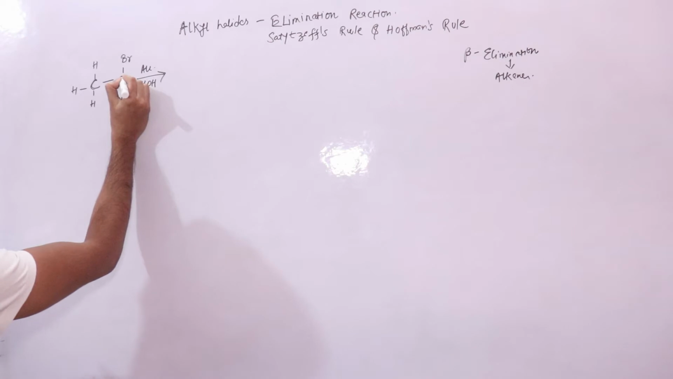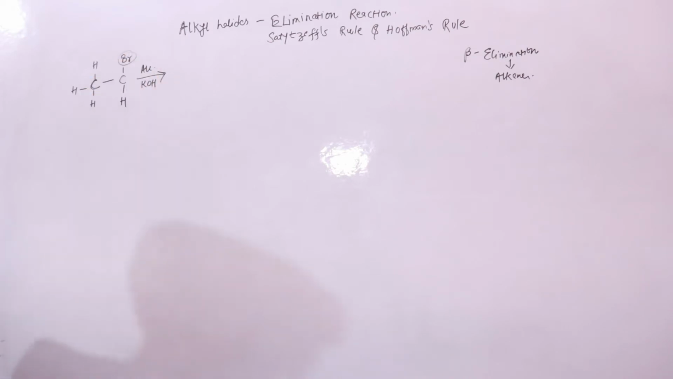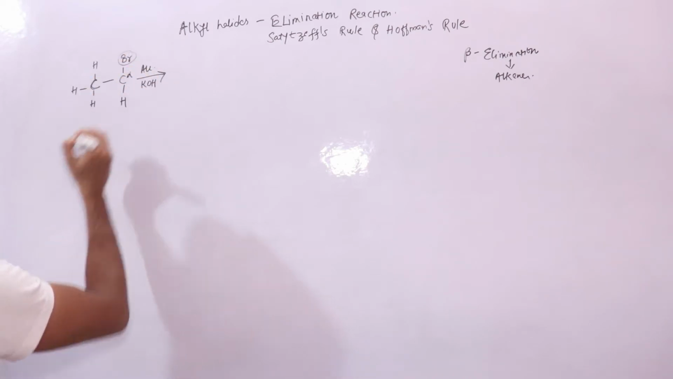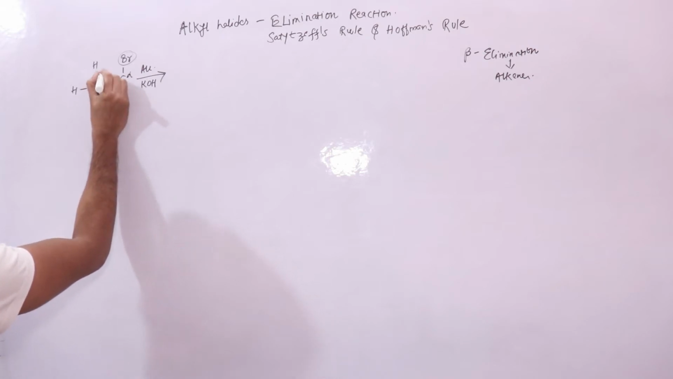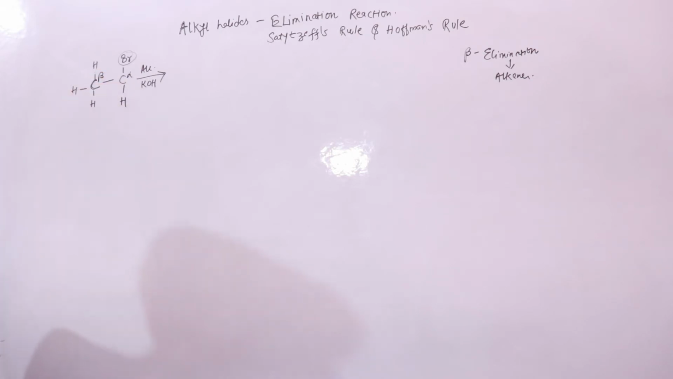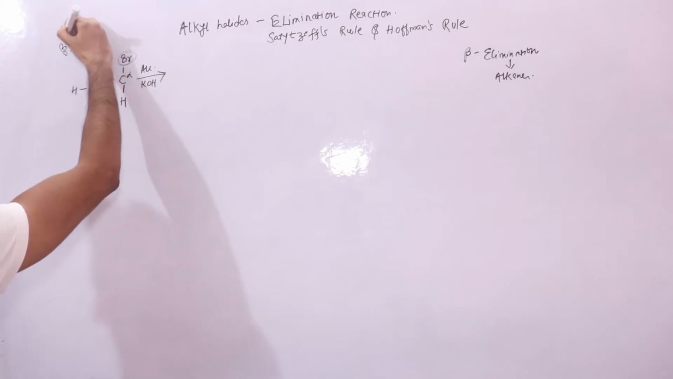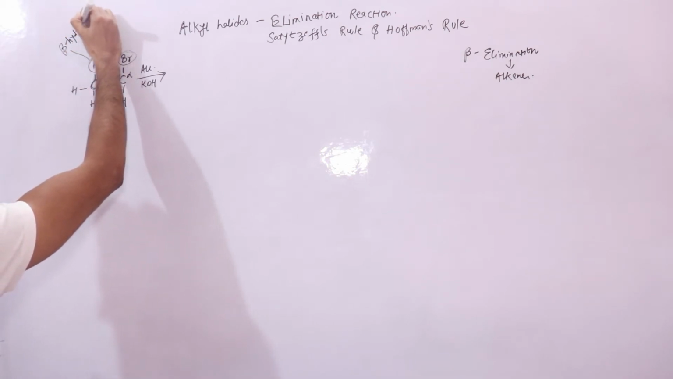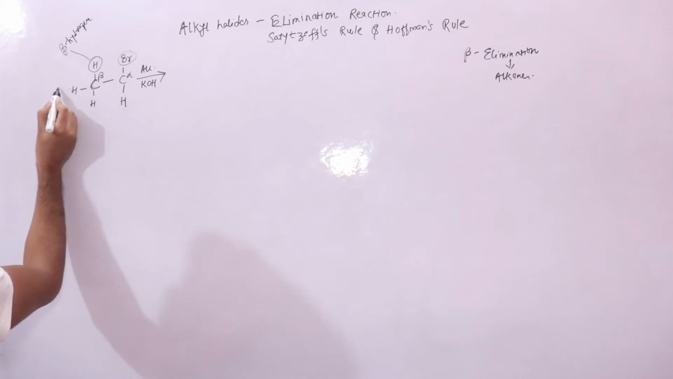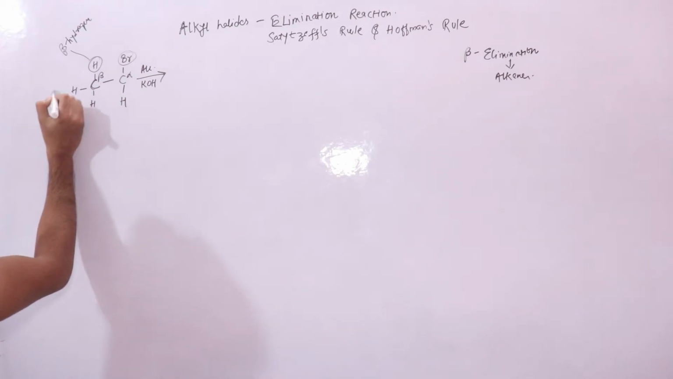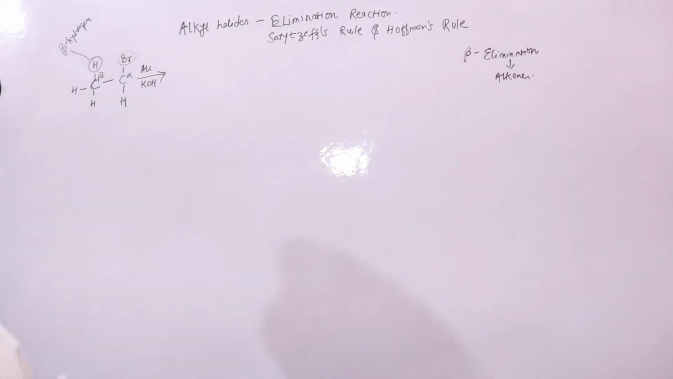The important thing to understand here is the alpha and beta positions. The carbon atom to which the halogen atom is directly attached is your alpha carbon atom. Next to the alpha carbon atom you have the beta carbon atom, and hydrogens attached to the beta carbon atom are your beta hydrogens. If you have one more carbon atom attached here, that would be the gamma carbon atom.